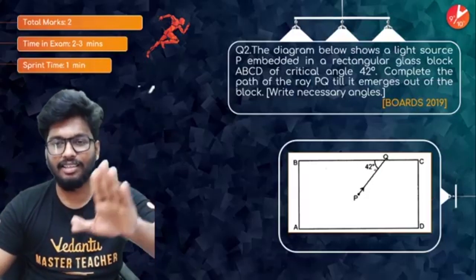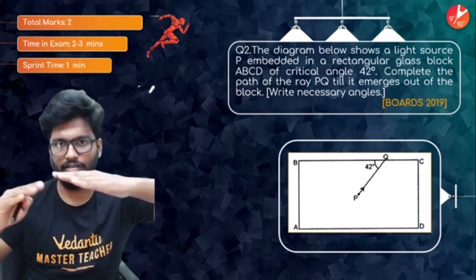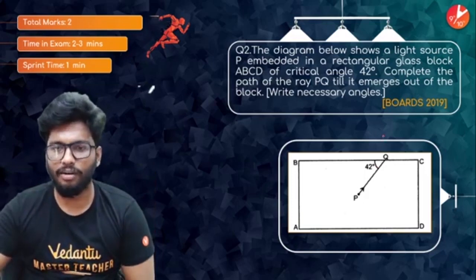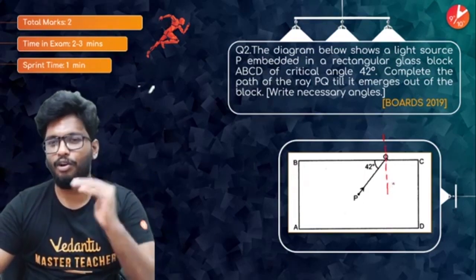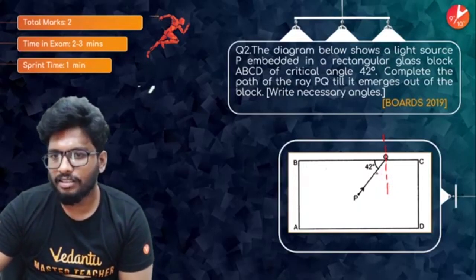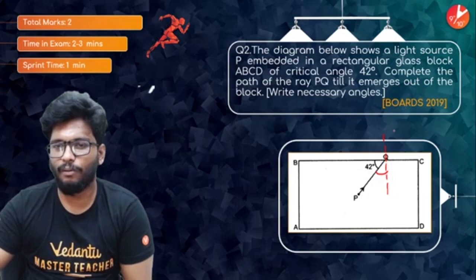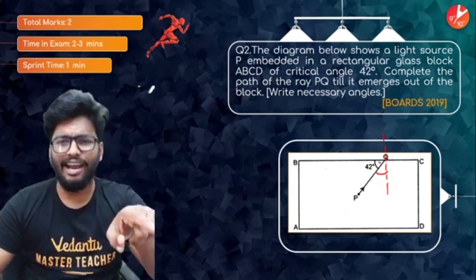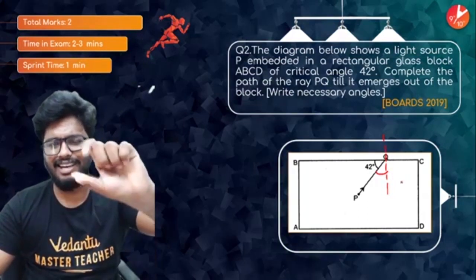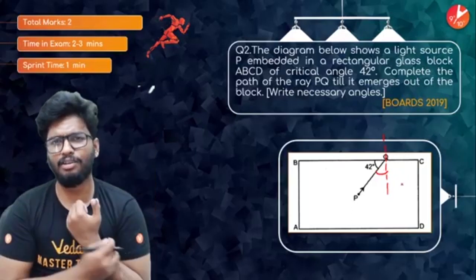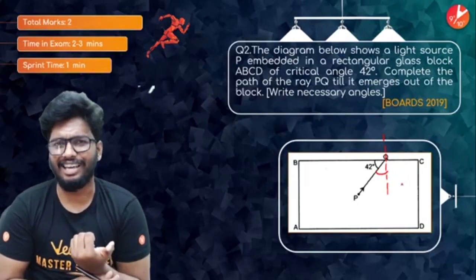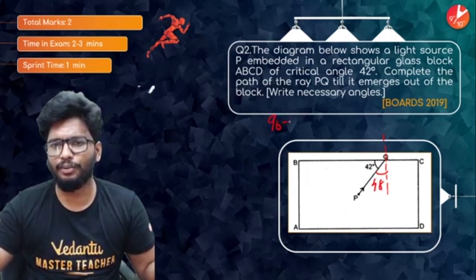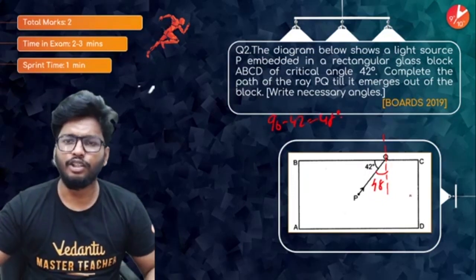Now, here they've told you that the incident ray is making an angle of 42 degrees with the surface. So if I were to draw a normal over here, what would be the angle of incidence? This is the angle of incidence. We'll call this point Q. The entire angle is 90 degrees, and the angle between the surface and the light ray is 42 degrees. So what will this angle be? It will be 90 minus 42, which is nothing but 48 degrees. That is what you're going to get. So this angle is 48 degrees.